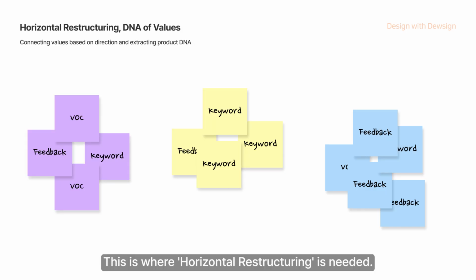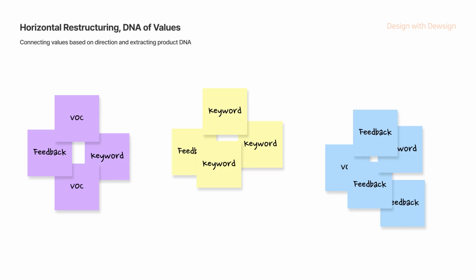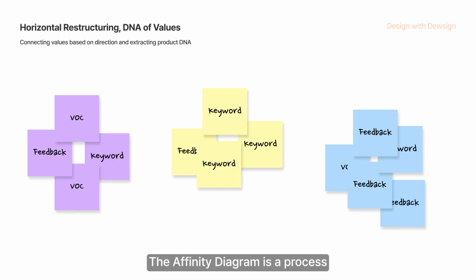This is where horizontal restructuring is needed. The affinity diagram is a process of finding genetic similarities between fragments. It is not about grouping similar user interfaces. It is about finding the main stems of value by grouping those with a similar direction.